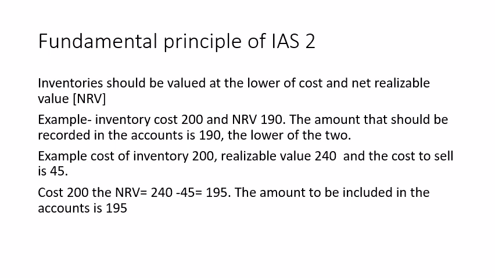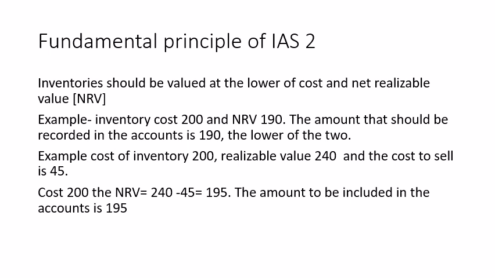We are saying inventory should be valued at the lower of cost and net realizable value. An example, inventory that costs 200 and net realizable value is 190, the amount that should be recorded in the account is 190 because 190 is the lower of the two. That is, if you compare 200 and NRV of 190.